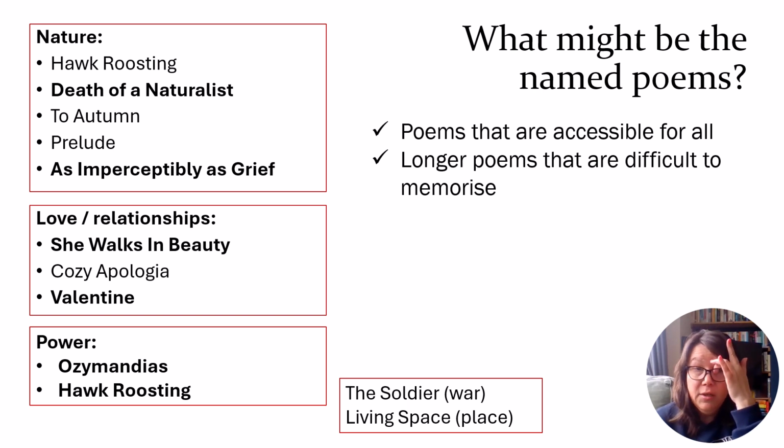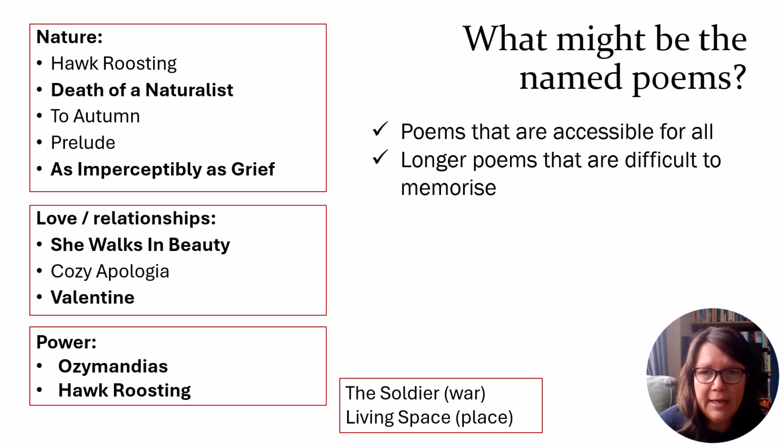So if I was to look at these poems and consider which ones I might set as the named poem, there are a couple of things to remember. Named poems have to be accessible for everybody that's taking the GCSE, from students that are maybe not necessarily getting the pass but will still complete the exam, all the way through to people that are looking at getting a grade 9. So they have to be poems that are accessible. They also tend to occasionally, or about 60-40% of the time, choose a longer poem because those poems are a little bit more difficult to memorise.